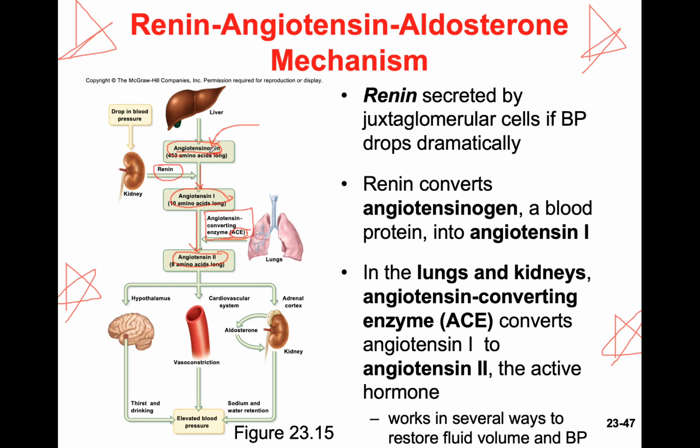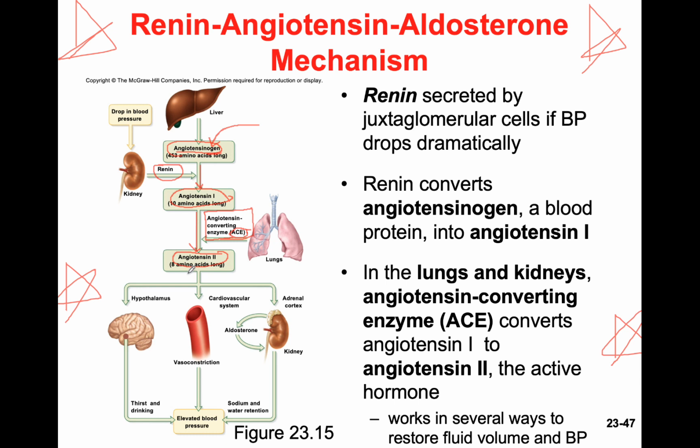The liver will make angiotensinogen. It makes it, it's always present in your body. Only when the kidney secretes the renin into the blood does renin convert angiotensinogen into angiotensin 1. Then angiotensin 1 gets converted into angiotensin 2 using this enzyme, ACE.